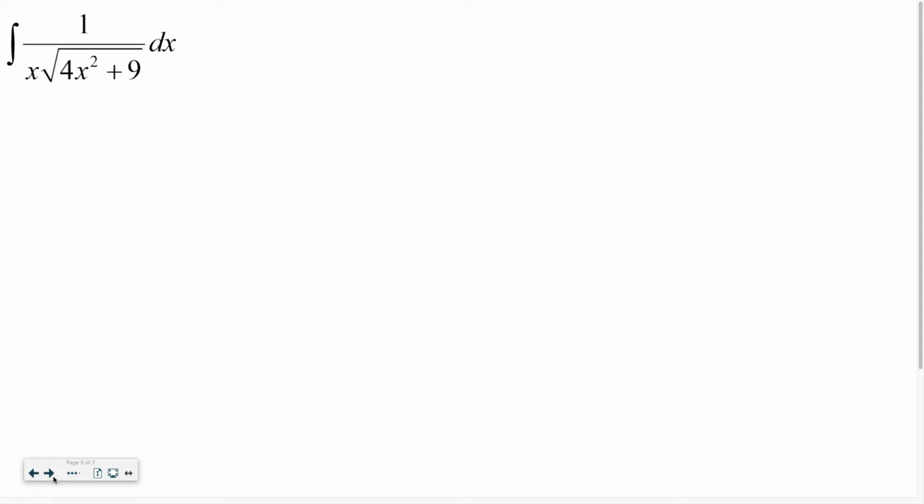If we had 1 over 4x squared plus 9, you would be excited. But we have a radical and we have that pesky x. Now this one looks different than the first two because we have 4x squared plus 9. If we think about this in terms of the Pythagorean theorem, this is 2x the quantity squared plus 3 squared. Do you agree? So in order to make our substitution, we are going to let 2x equal 3 tangent theta.